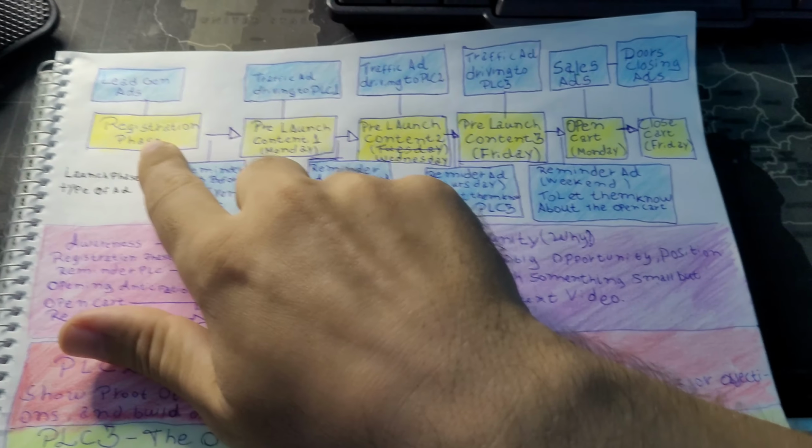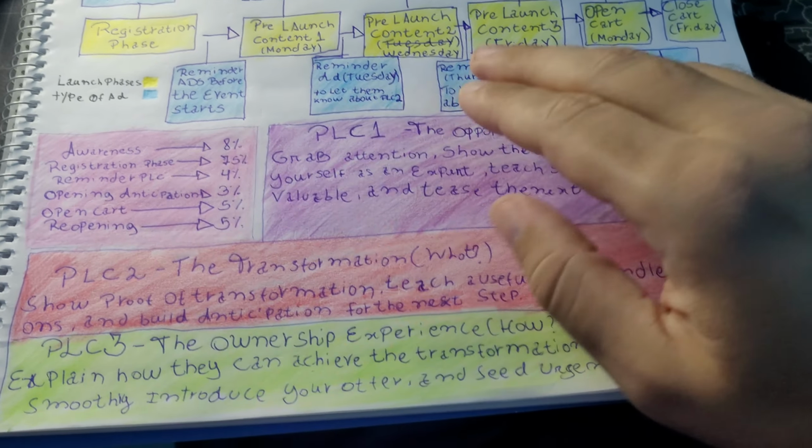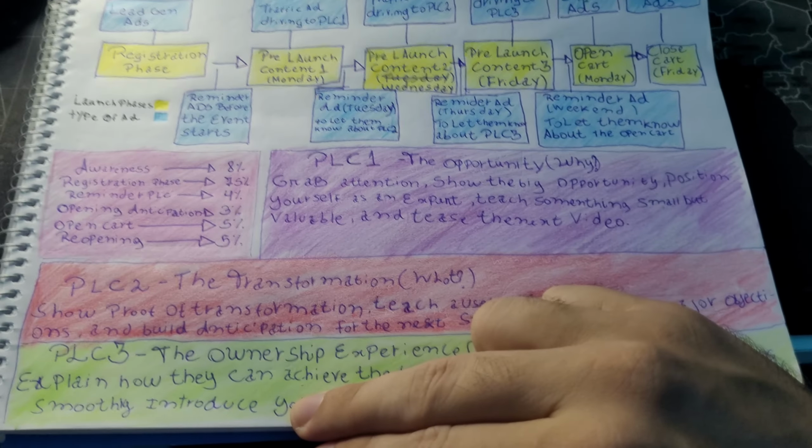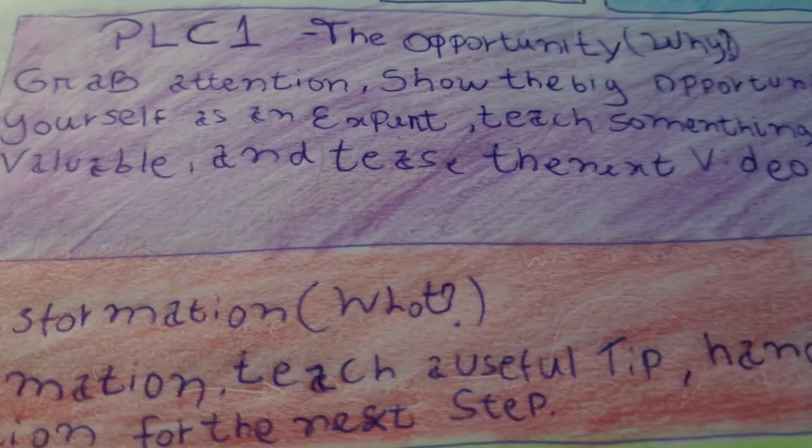Okay, this is the full thing. This is the launch phases. This is the ads that it should be running for each launch phase. This is the budget distribution, and this is the PLC contents, okay? And I think I will start with PLC 1, 2, and 3, and then explain the whole strategy afterwards. So let's start with the content.